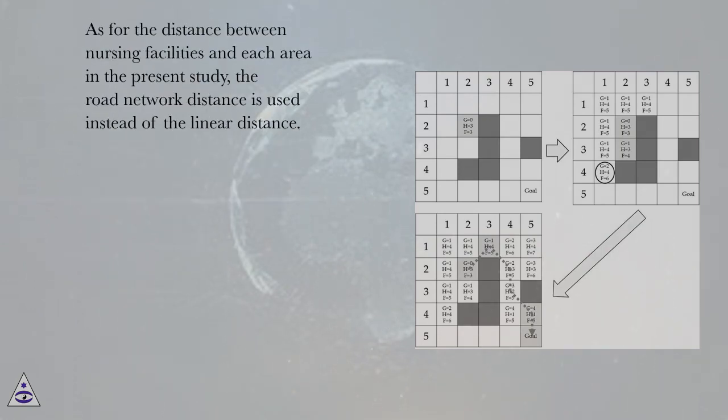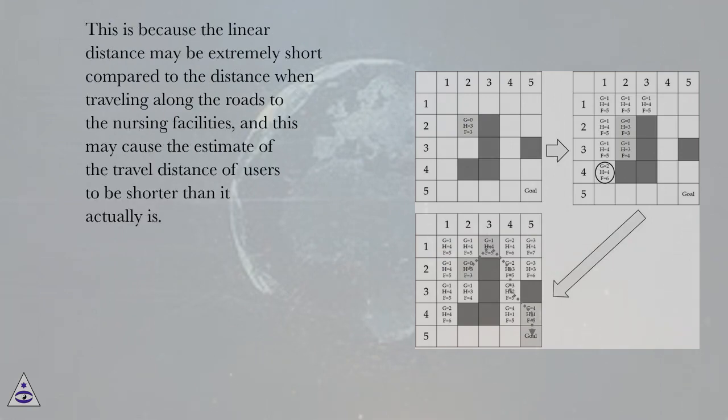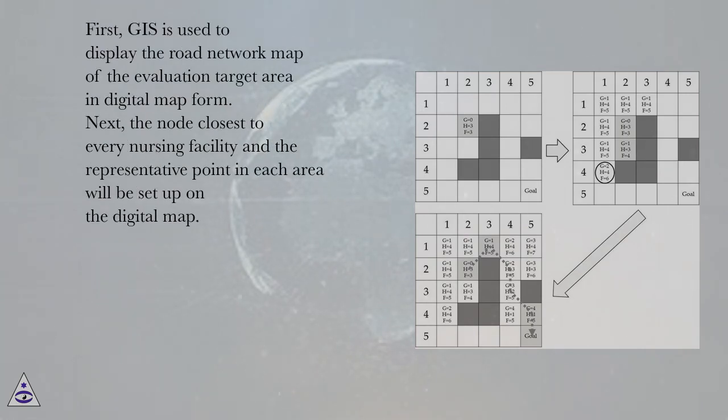As for the distance between nursing facilities and each area in the present study, the road network distance is used instead of the linear distance. This is because the linear distance may be extremely short compared to the distance when traveling along the roads to the nursing facilities, and this may cause the estimate of the travel distance of users to be shorter than it actually is. First, GIS is used to display the road network map of the evaluation target area in digital map form.